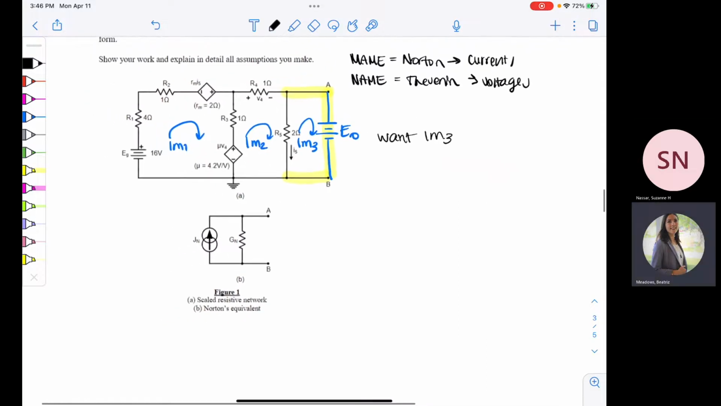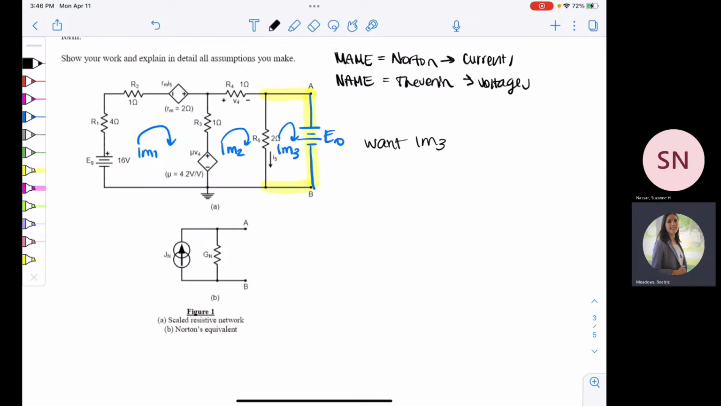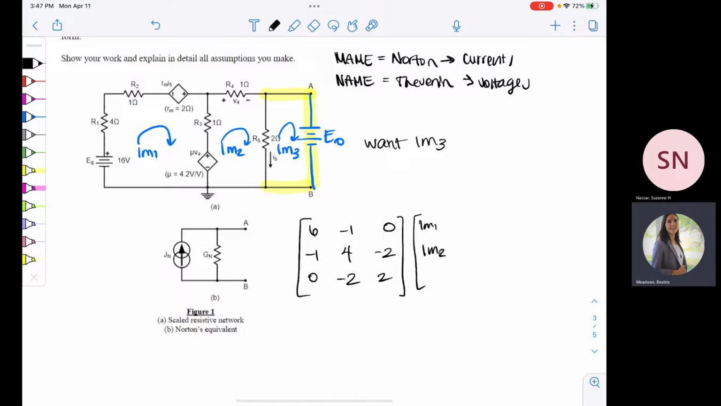Okay, so now we can start generating our matrix. Do we need to change any sources or anything? Nope. So let's start just generating the resistance side. What's our first value that's going to go? 6? Yep, good job. Now what's in common between mesh 1 and 2? Okay, now what's in common between 1 and 3? Exactly. Now, mesh 2? Y'all counting together? 4, yep. Now what's in common between 2 and 3? Exactly. Now what's in mesh 3? Good job. So now this is going to give us IM1, IM2, and IM3.